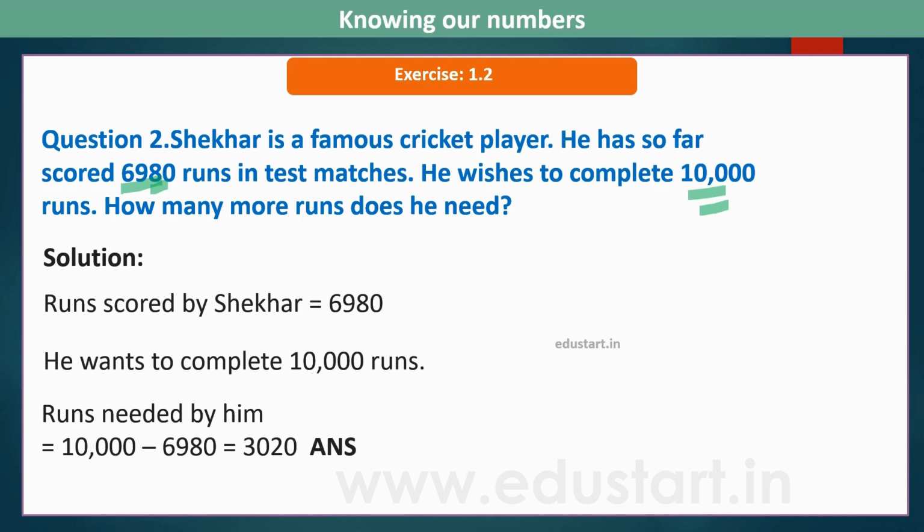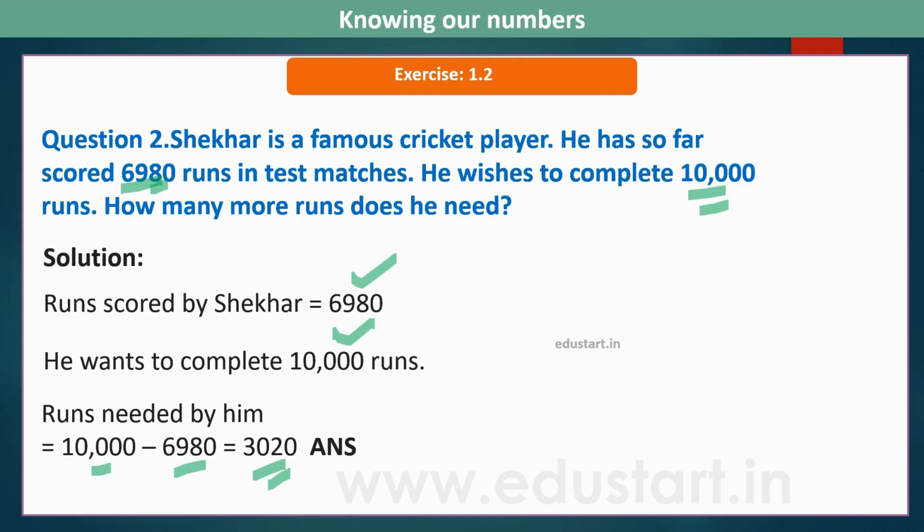So now if we go through the solution step by step, what can we find? Runs scored by Shekhar is equal to 6,980. He wanted to complete 10,000 runs. So runs needed by him is equal to 10,000 minus 6,980, which is equal to 3,020. So this is the answer.